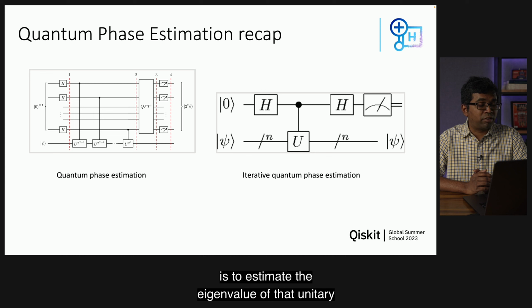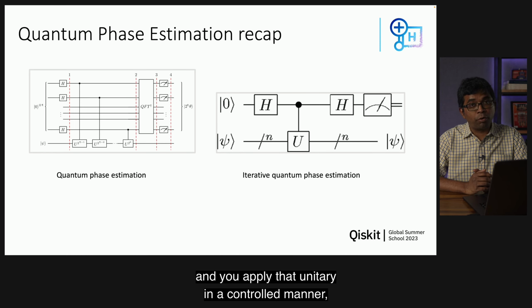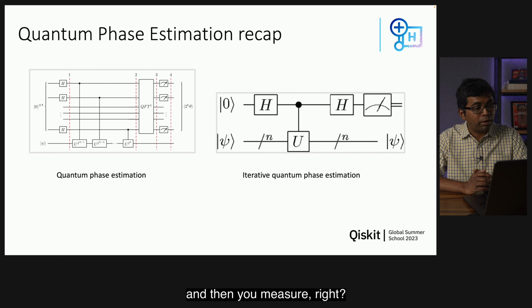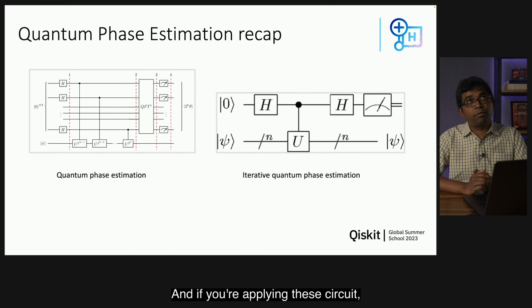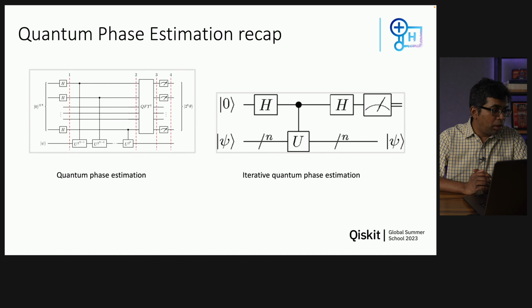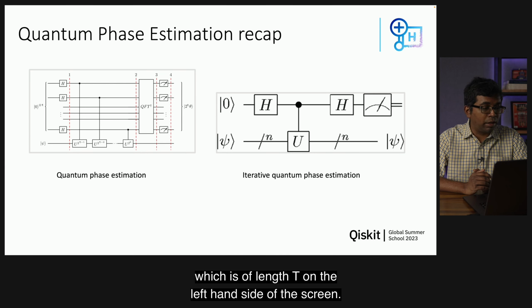0, and then you apply a layer of Hadamard gates to create an equal superposition of all basis states. Then you run the controlled unitary. Basically the goal is to estimate the eigenvalue of that unitary, and you apply that unitary in a controlled manner, and the control register is the top register. Then finally you apply the inverse quantum Fourier transform, and then you measure, right? And if you're applying this circuit, say, to approximate eigenvalues, you basically read out the binary representation of that eigenvalue from the top register, which is of length t on the left hand side of the screen.